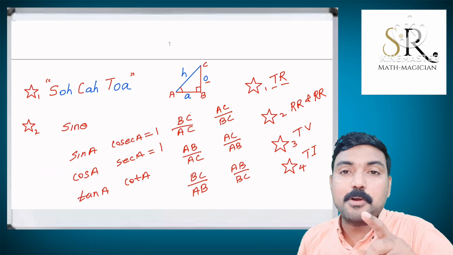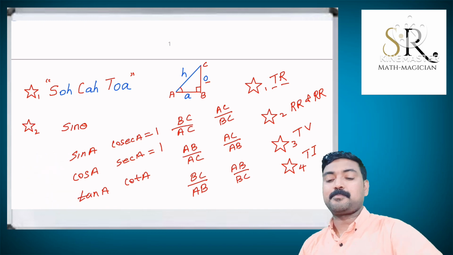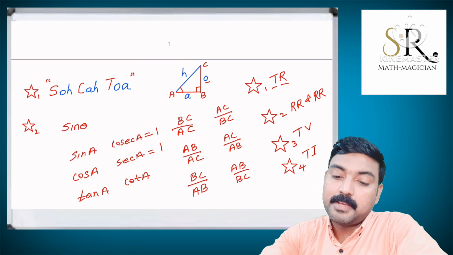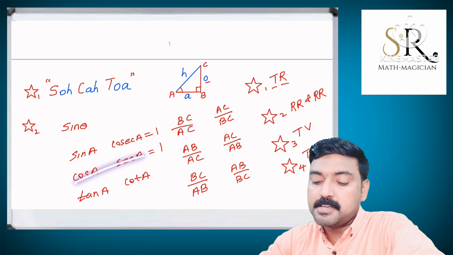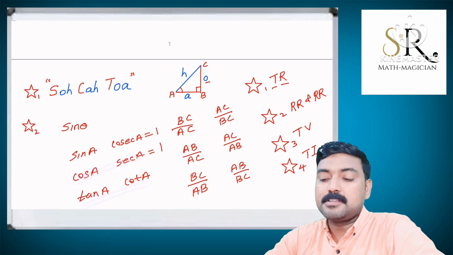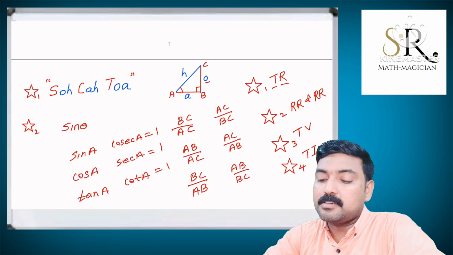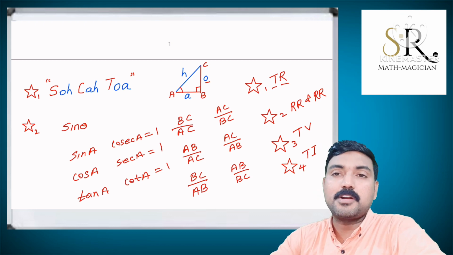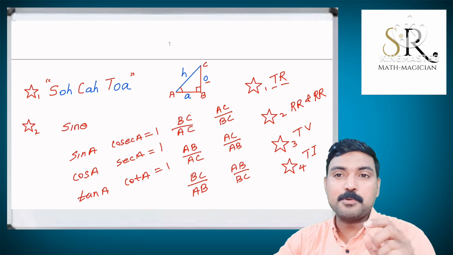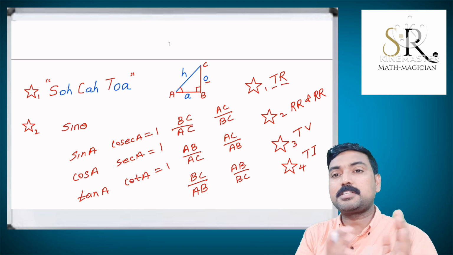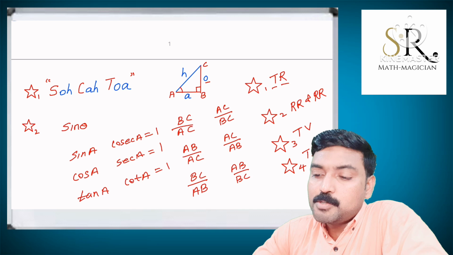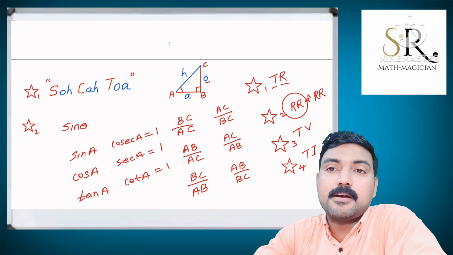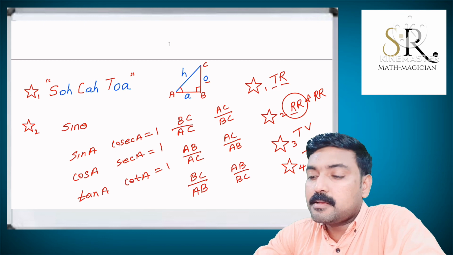This relation is known as reciprocal relation. So what are the reciprocal relations? Sin cosec, cos sec, tan cot. All these multiplied give 1: sin into cosec 1, cos into sec 1, tan into cot 1. It's a video, so if you feel any doubts, please go back and watch it again. So this is known as reciprocal relation, RR.